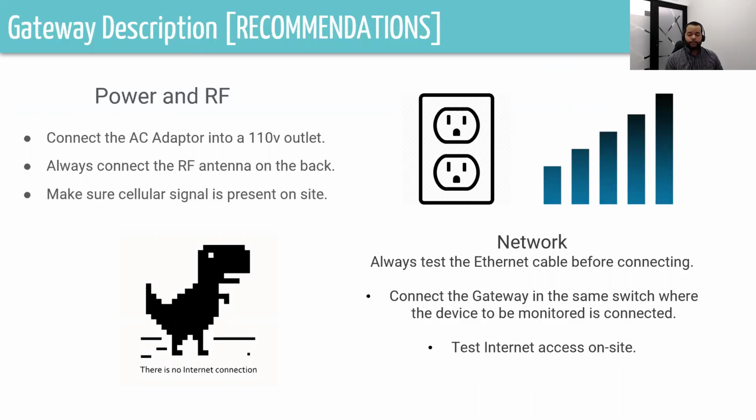So it's very important that the gateway and the device are connected to the same switch. And also test internet access on site. The gateway appliance requires internet in order to connect to the predictive cloud. This is a requisite that we have on the device itself. Always test with a laptop or a computer, connect to the switch, and verify that, turn off Wi-Fi, and then verify that you do have internet via the switch.